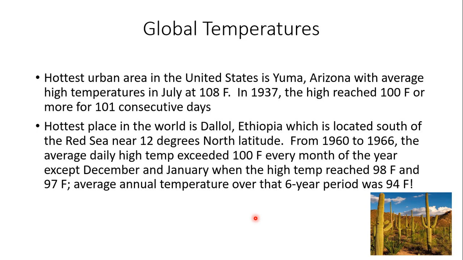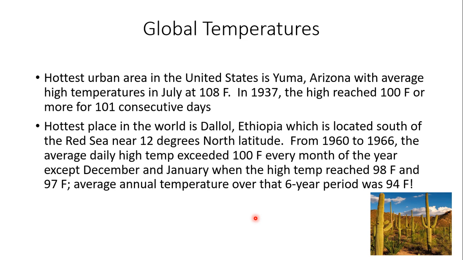Now, the hottest place in the world is Dallol, Ethiopia. Dallol is generally located south of the Red Sea, near about 12 degrees north latitude. From 1960 to 1966, the average daily high temperature exceeded 100 degrees Fahrenheit every month of the year, except December and January. Oh, and that was a real treat. That was a real cool treat, right? In December and January, the high temperatures of that time period reached 98 and 97 degrees Fahrenheit. So you're talking about a 2 to 3 degree Fahrenheit cool down.